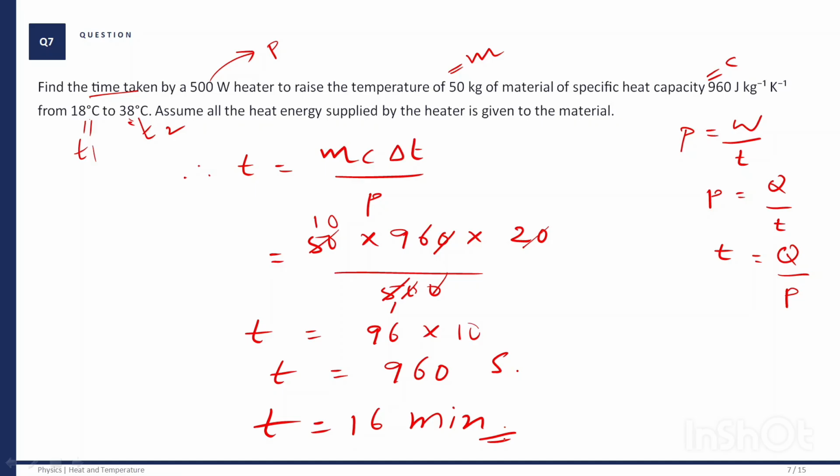So what we have done in this question, we have taken a new formula when compared to the previous one. That is the power, the rate of doing work. Work is a form of any other form of energies, so W can be written as Q. So P equal to Q by T and T equal to Q by P, where M is the mass of the material, C is the specific heat capacity of the material, delta T is the rise in temperature, P is the power. So finally we found the time.